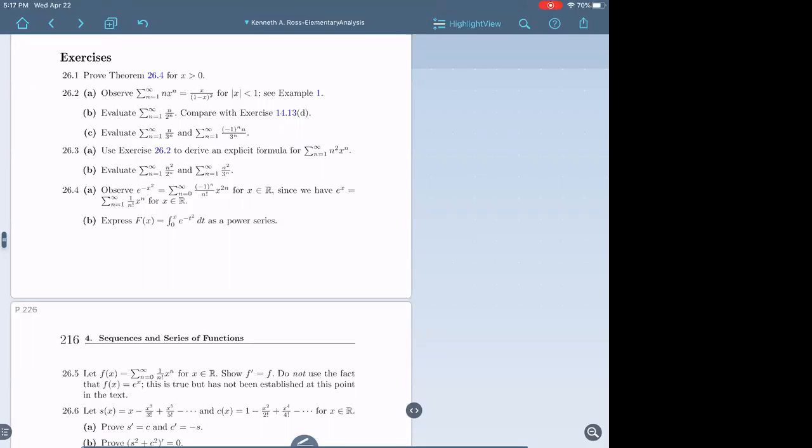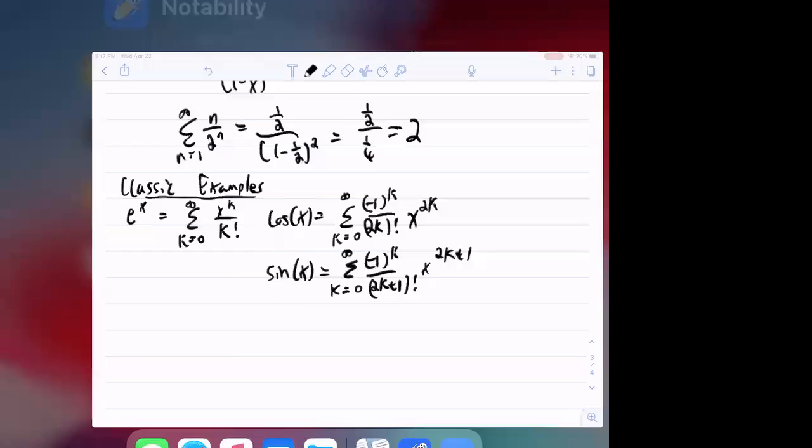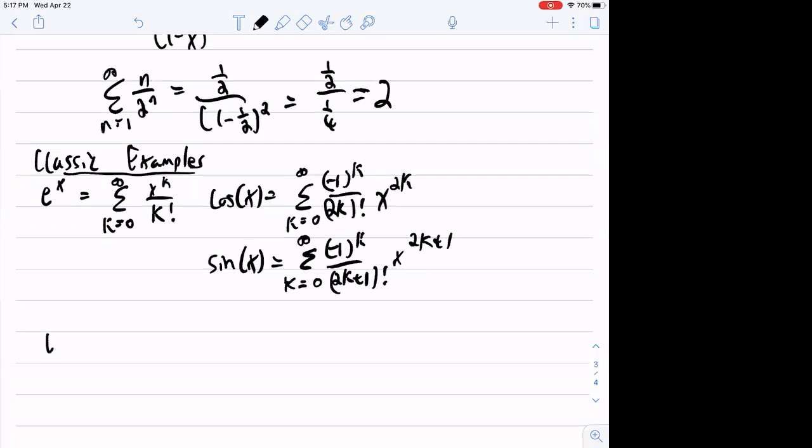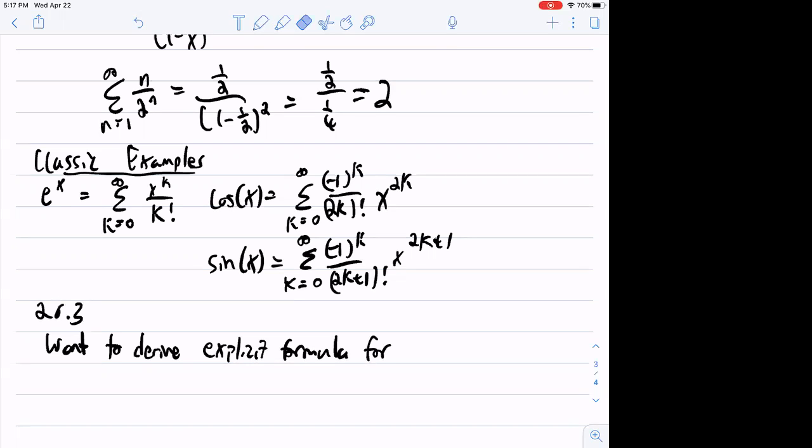Okay, so let's do 26.3. Let's see how this works again. I need to know what the sum of n squared is now. I want to derive an explicit formula for the sum of n squared x to the n.